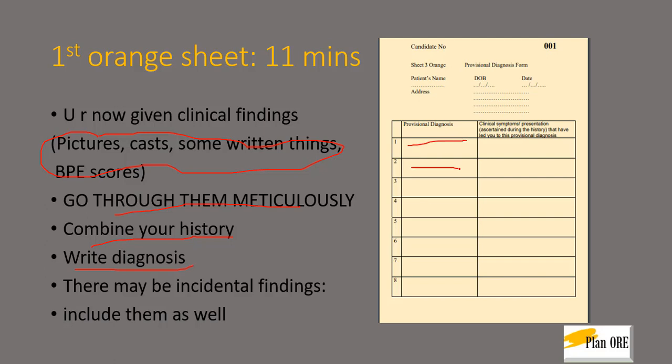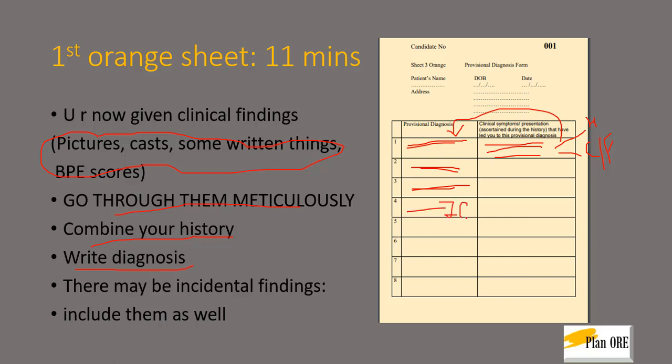Once you arrive at a diagnosis, you need to list them on this orange sheet over here, which is the first orange sheet. And in the subsequent column, you need to write the reasons, which comprise the history you've taken or the clinical features which you have seen and which have actually led to your diagnosis. So you may have about 1, 2, or 3 diagnoses depending upon the number of chief complaints.